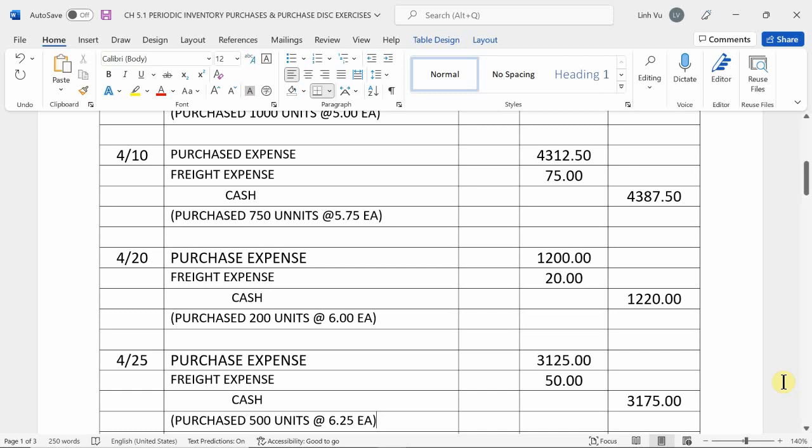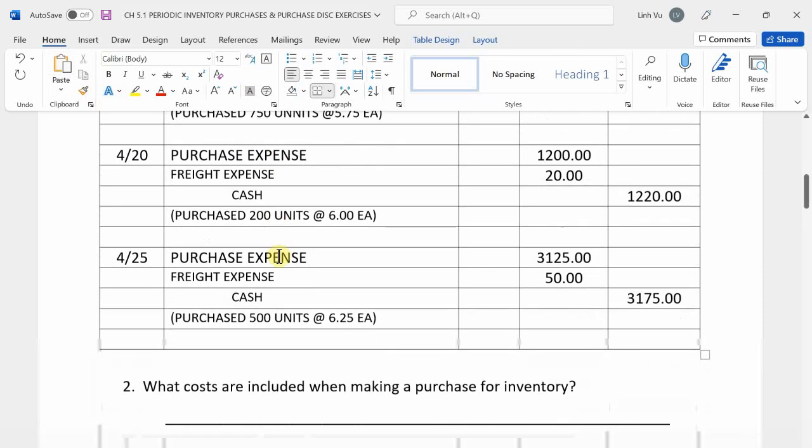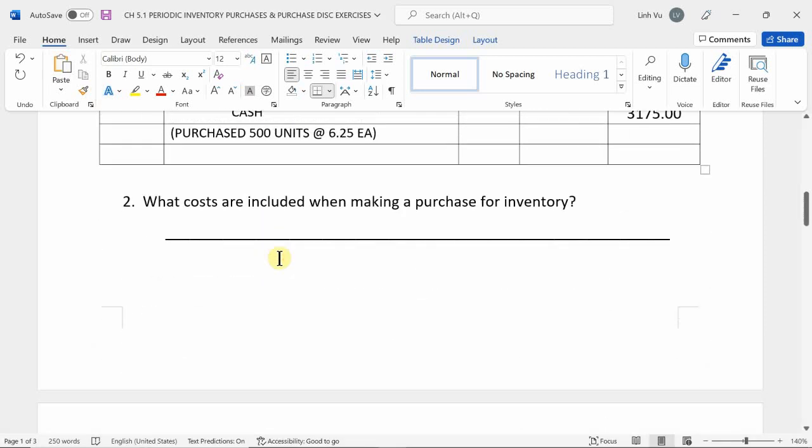Okay, good. See, now you're noticing it's a trend, and that's what we have to do. Every time you make a purchase of periodic inventory, that's what you have to recognize: purchase expense, and if there is any freight expense, and however you paid for it, whether it's cash or on account.